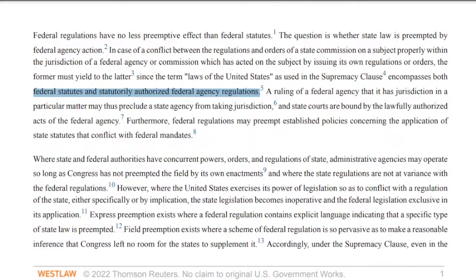All right, let's continue here. A ruling of a federal agency that has jurisdiction in a particular matter may thus preclude a state agency from taking jurisdiction. And state courts are bound by the lawfully authorized acts of the federal agency. So it could preclude a state agency from taking jurisdiction, which would essentially prevent standing in the case, it seems.